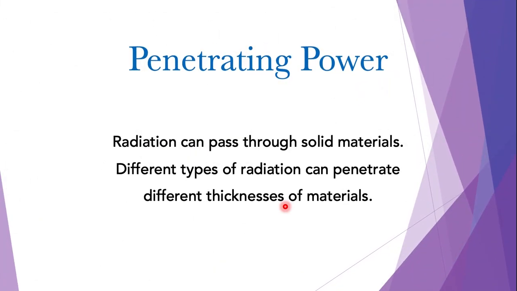When physicists were trying to understand the nature of radioactivity, they noticed that radiation can pass through solid materials. And different types of radiation can penetrate different thicknesses of materials. So, we're going to see the penetrating power of each of the radiation we just learned about: the alpha particles, beta particles, and gamma radiation.